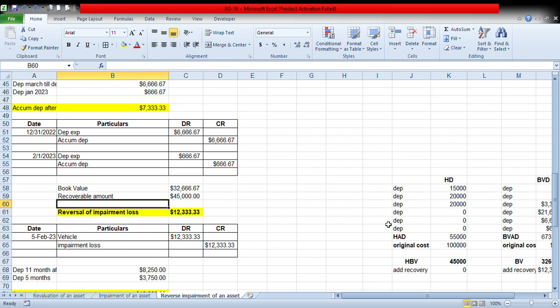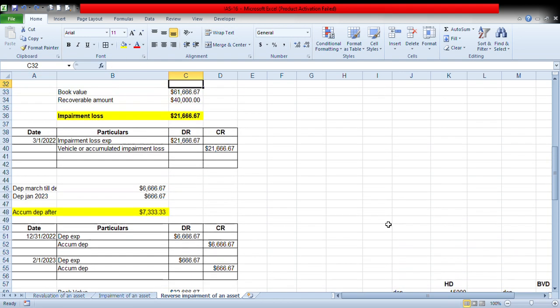So we just added the recovery. It's very simple. Vehicle debit, impairment loss credit. That's it. We are just reversing the impairment loss. So that's the entry of reversal. Vehicle debit, impairment loss credit. Okay, you understand.